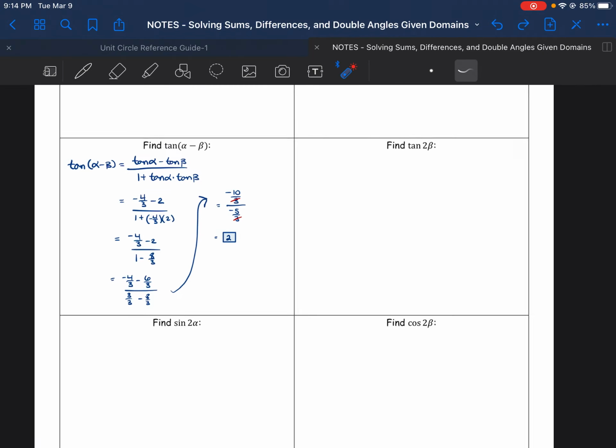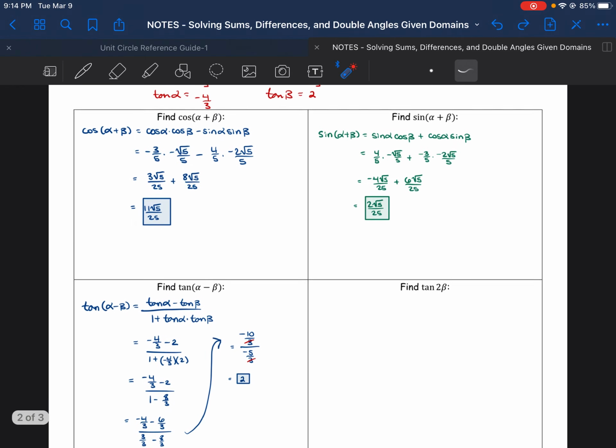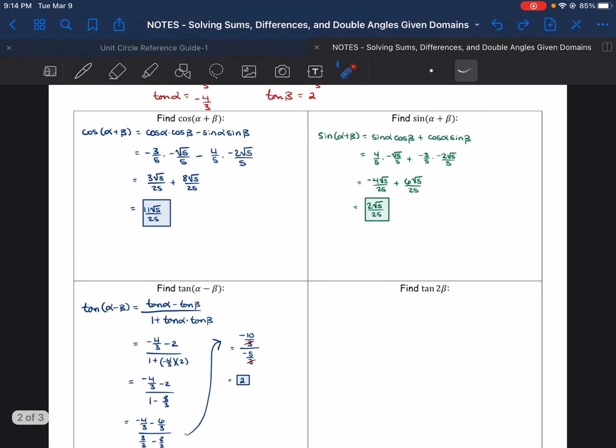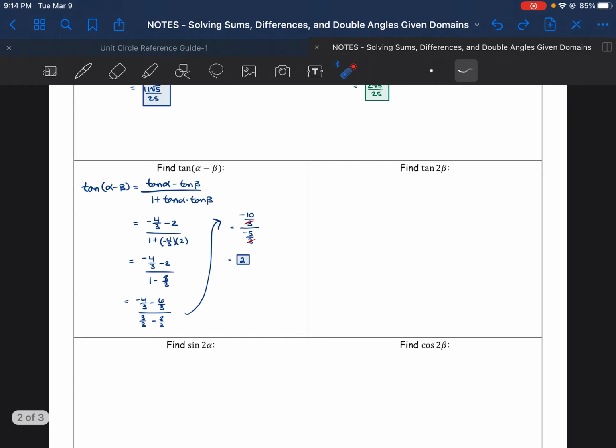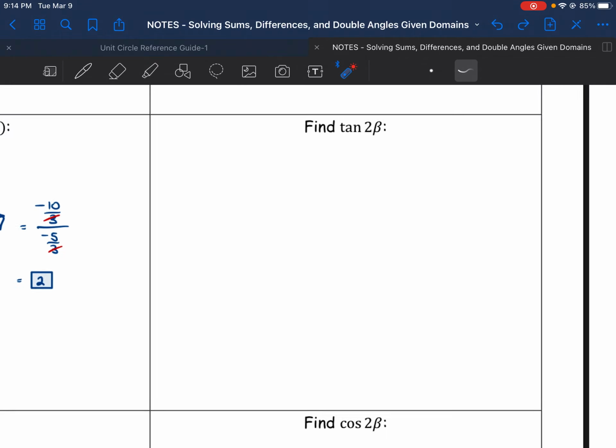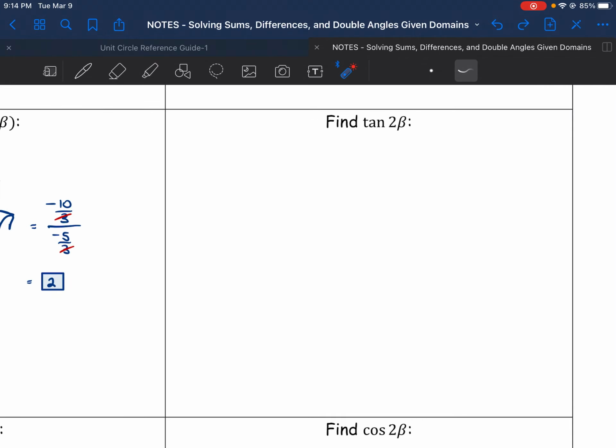All right. So those are some examples of our addition and subtraction formulas. Now let's look at examples for the double angle formulas. The first one here, we're going to calculate the tangent of 2 beta. Well, in the previous lesson, we proved the double angle formulas. So we know that the tangent of 2 beta is going to be 2 tangent beta divided by 1 minus tangent squared of beta. That's the formula that we proved.